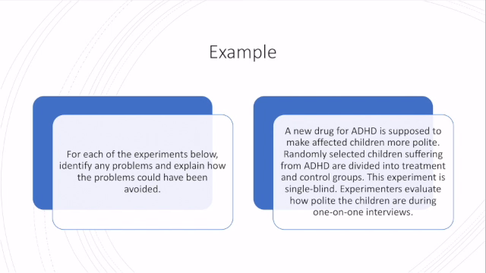What's the problem here? So the experimenters know who's getting a treatment and know who isn't. We know this drug is supposed to make these children more polite. So a problem is that the experimenter, when interviewing someone in the treatment group, could be more kind or tread more softly in their conversation in order to get the results they desire. That would be experimenter effect.